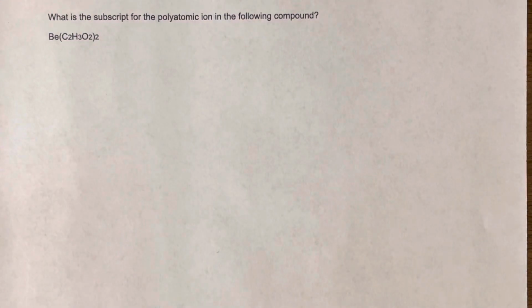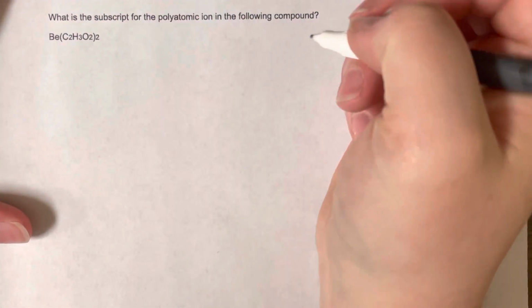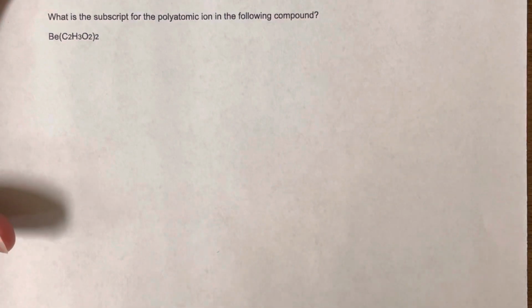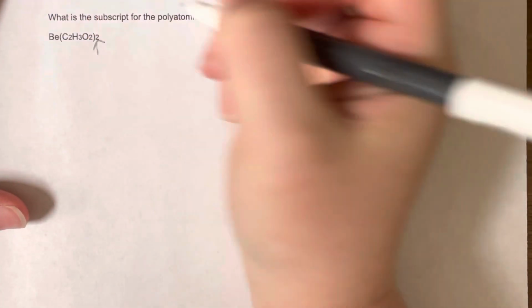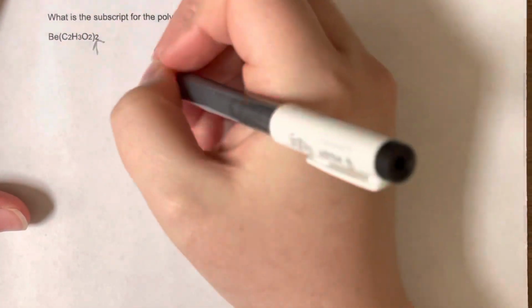What is the subscript for the polyatomic ion in the following compound? Be(C2H3O2)2. So when I'm asking for the subscript on my polyatomic, I'm looking for how many of that polyatomic ion I have, and that is going to be whatever is on the outside of the parentheses. So I have 2 of the acetate ion.